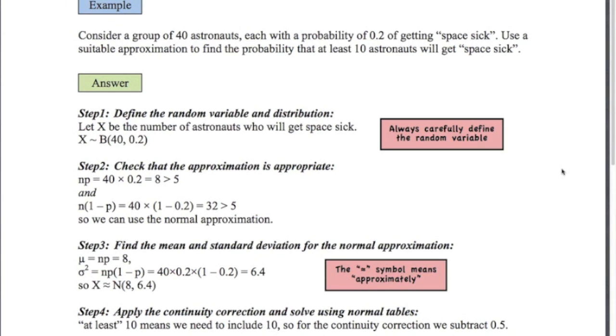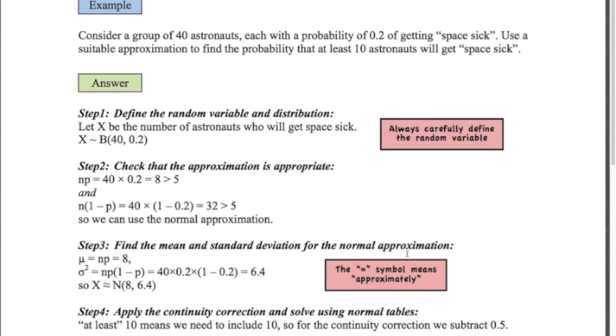Step 2, check that the approximation is appropriate. We want n times p, 40 times 0.2 is 8, yep, that's good, greater than 5. And we want n times (1 minus p) to be greater than 5. Yep, 32, no problems. So we can use the normal approximation. You need to write that down.